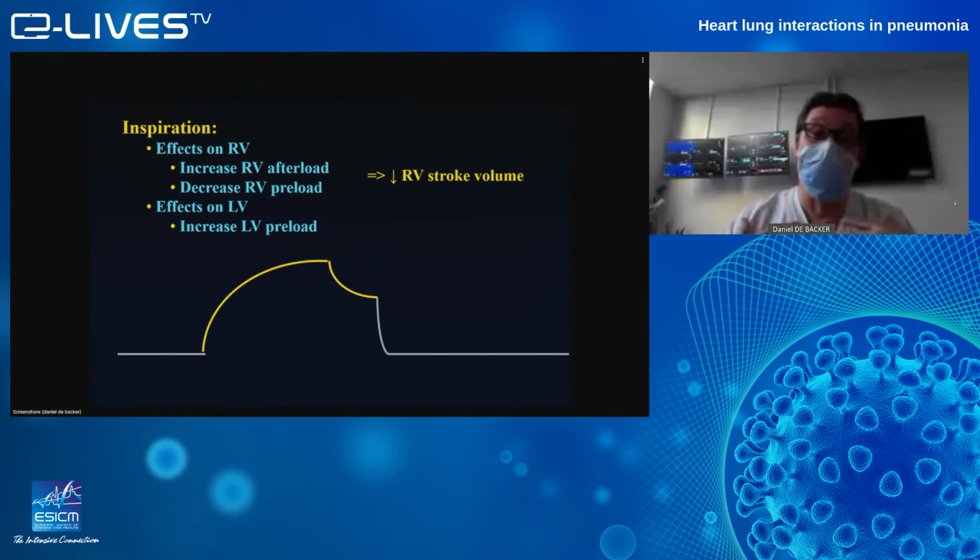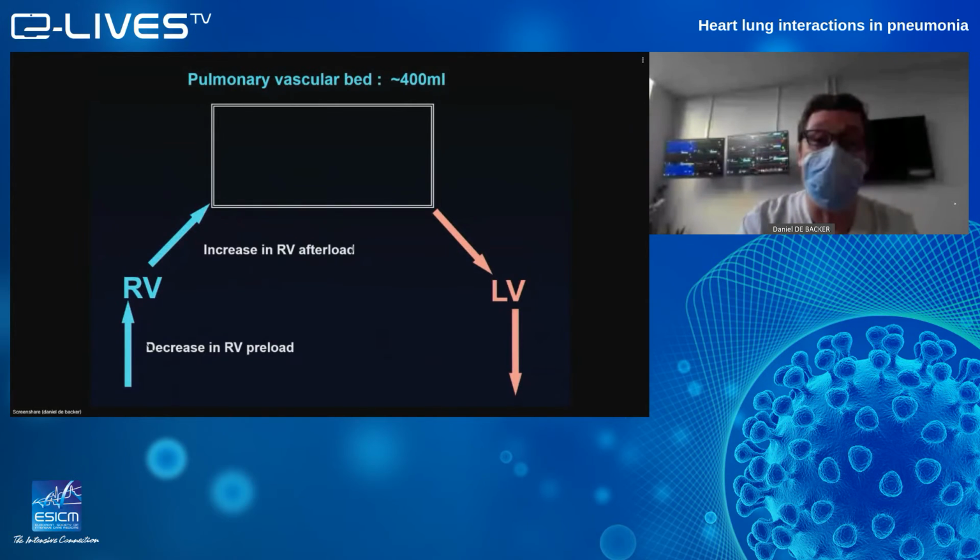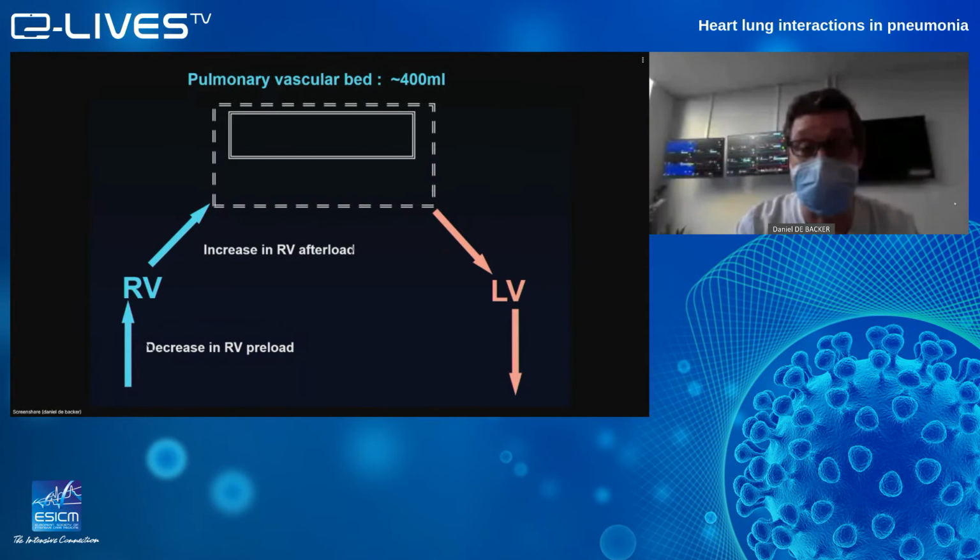So there is also an effect on the left ventricle, and there is an increase in the left ventricular preload. Why is there an increase in the left ventricular preload? Because there is some squeezing of the pulmonary vessels during ventilation. Indeed, the pulmonary vascular bed is estimated in normal conditions at around 400 milliliters. How much it is affected by disease is not well known, but what we can indeed see is that during inspiration, there will be compression of this pulmonary vascular bed, and this amount of blood will be squeezed to the left ventricle, and so increasing the preload of the left ventricle exactly at the same time.